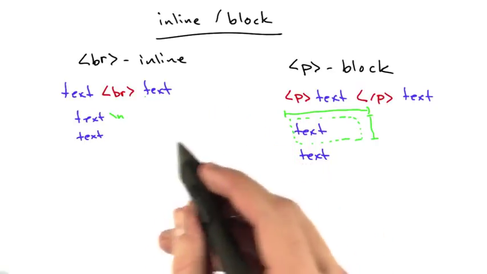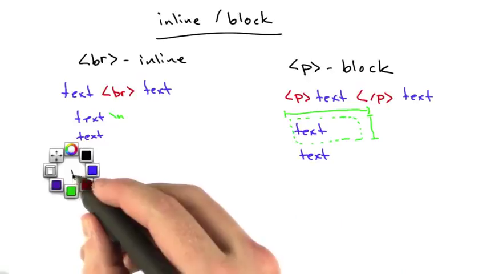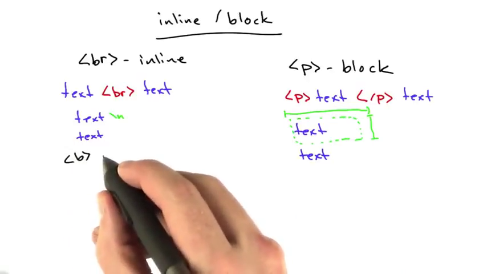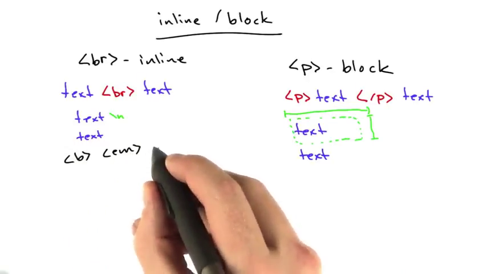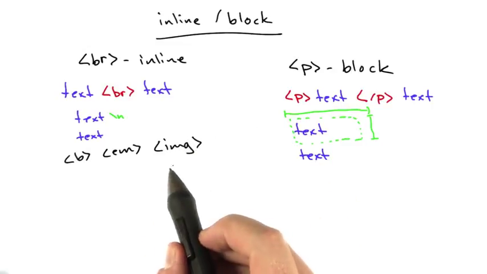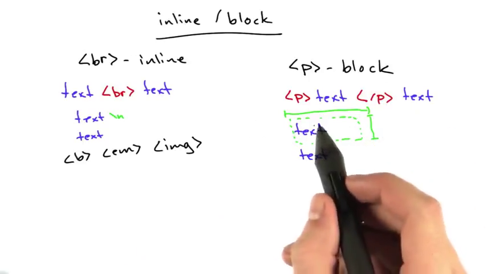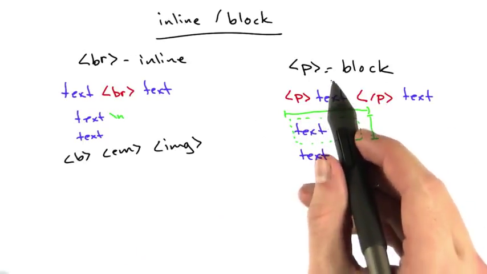So far, all of the elements we've learned other than P are inline elements. So inline elements are B, M, even image is an inline element. And we saw how before our little Hitmonk image appeared right in the middle of the text. That's because it's inline. And so far, the only block element we've learned is the P element.